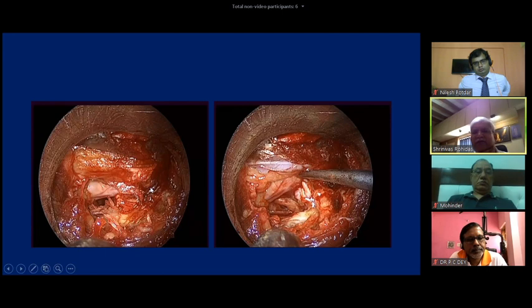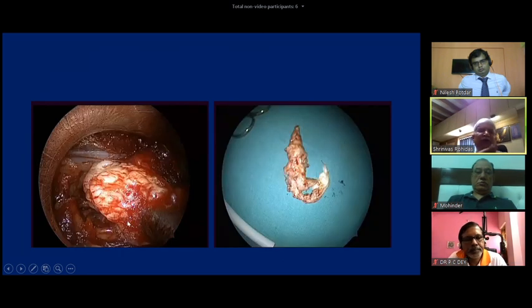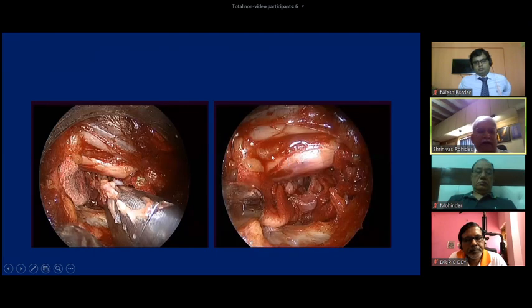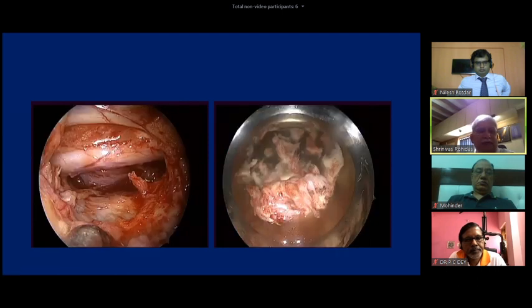This is the traversing root. We have retracted the root, and this is the extruded superiorly migrated disc. We are removing this superiorly migrated extruded disc first. This is the extruded disc. Then we go inside the disc space lateral to the traversing root, go inside and remove the contained part of the disc which is degenerated, and this is the relaxed nerve root, shoulder axilla nerve root going into the foramen, and this is the amount of the disc we have removed. We don't remove the disc aggressively. Now this is a right-sided approach.